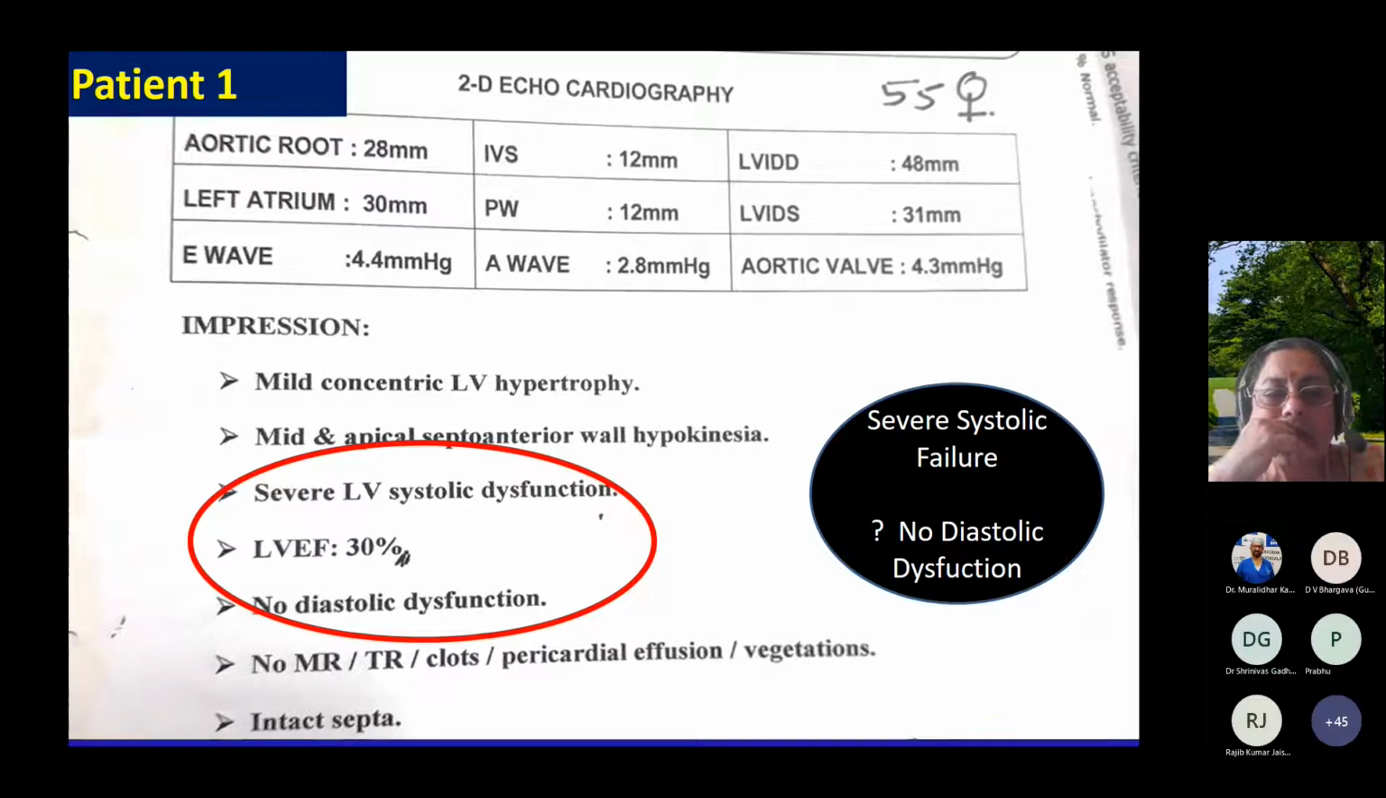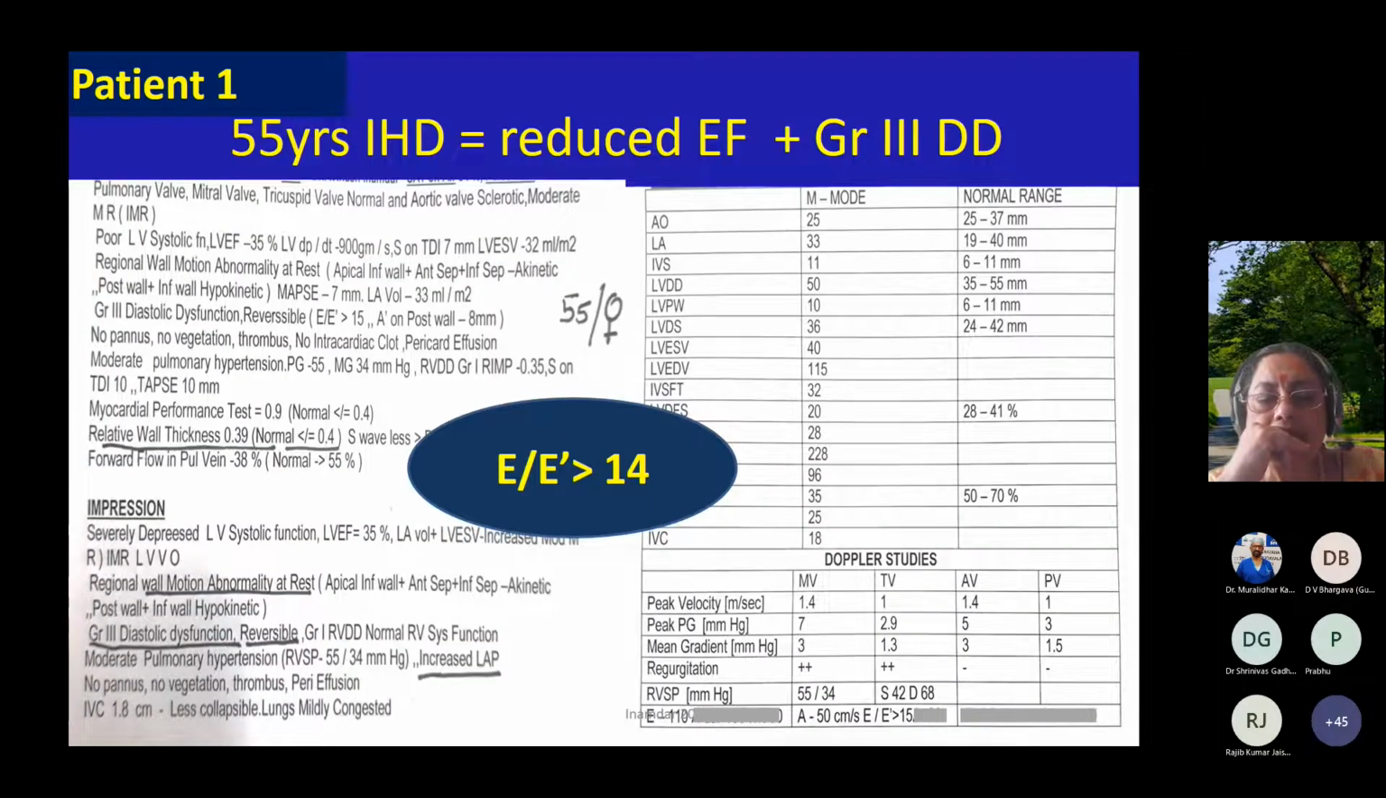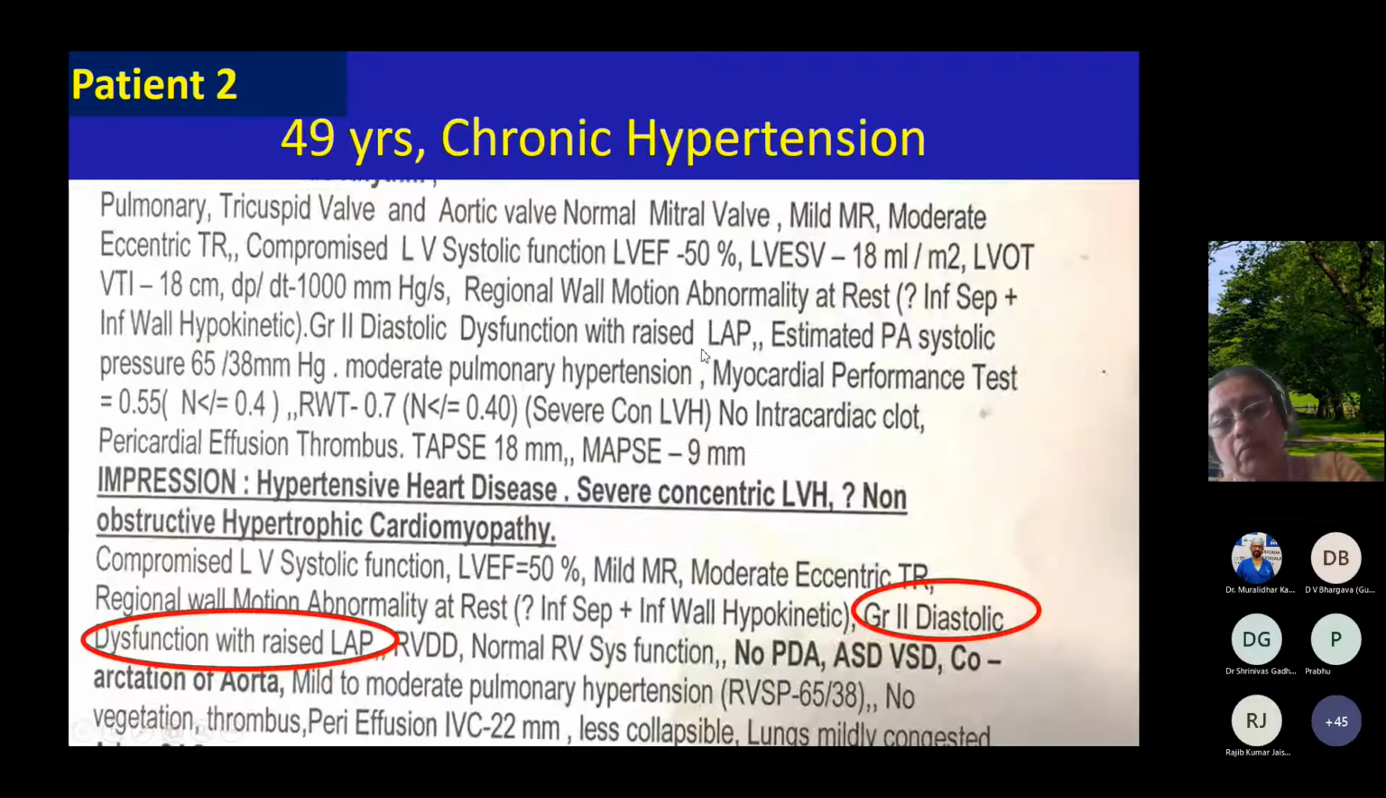These are all real reports which I had come across. See, this fellow has written severe LV systolic dysfunction, LVEF 30, and no diastolic dysfunction. This cannot be. It has to be there. Whenever there is severe systolic dysfunction, there has to be some diastolic dysfunction. Then what do you do? Ask the cardiologist which is dominant. The same patient, when I did it, I am not boasting of course, I found E by E prime more than 14. So obviously he was in grade 3 with raised LAP.